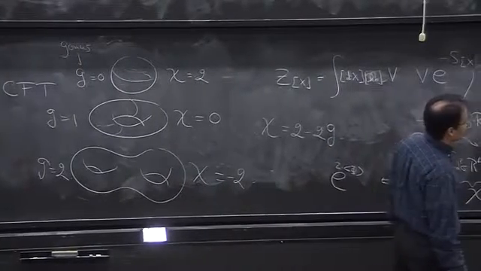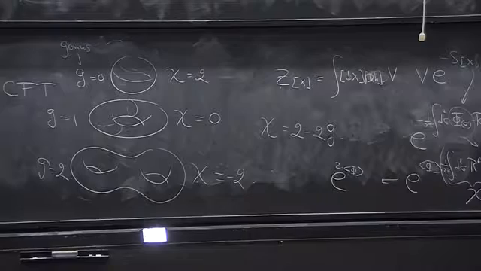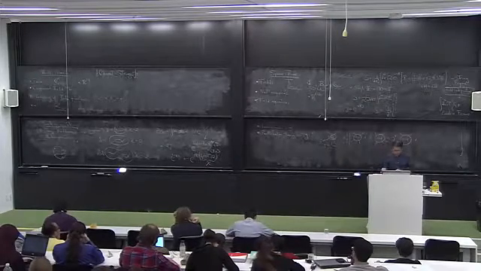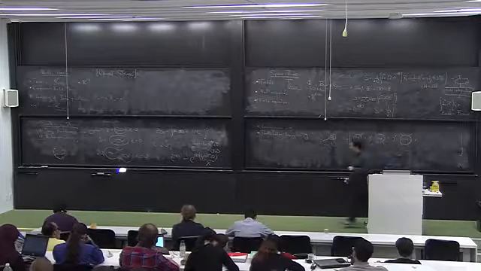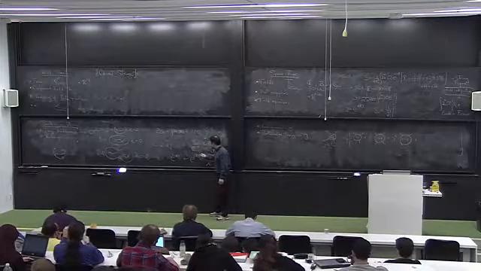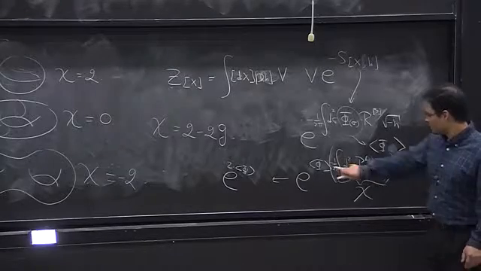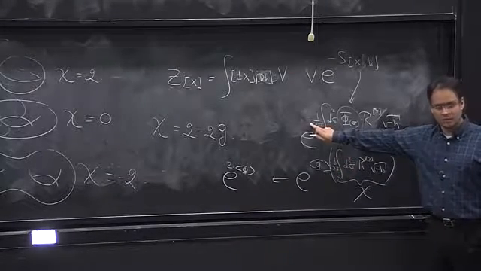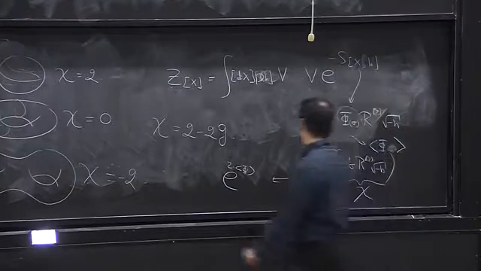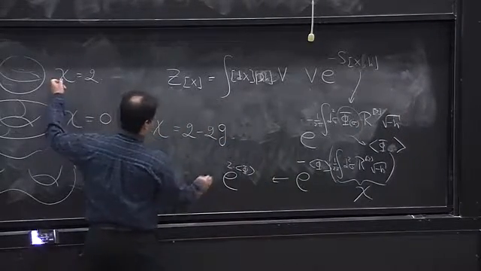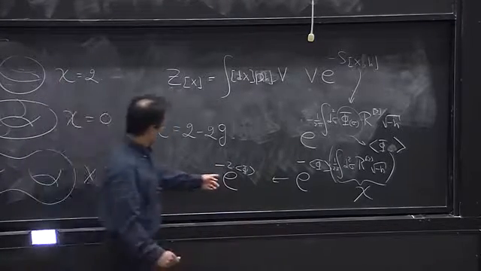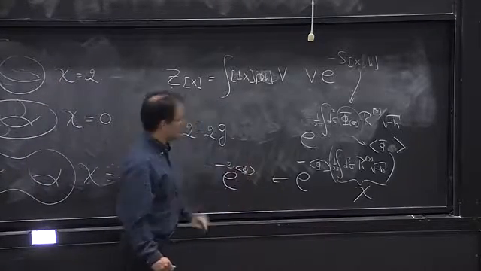Now, I'm probably missing a minus sign in my definition. When we compute this thing without this minus sign, it is the Euler characteristic. But remember that we had this minus sign here. So I have to put this minus sign. Okay? So the contribution for the sphere is minus e to the minus 2 phi.